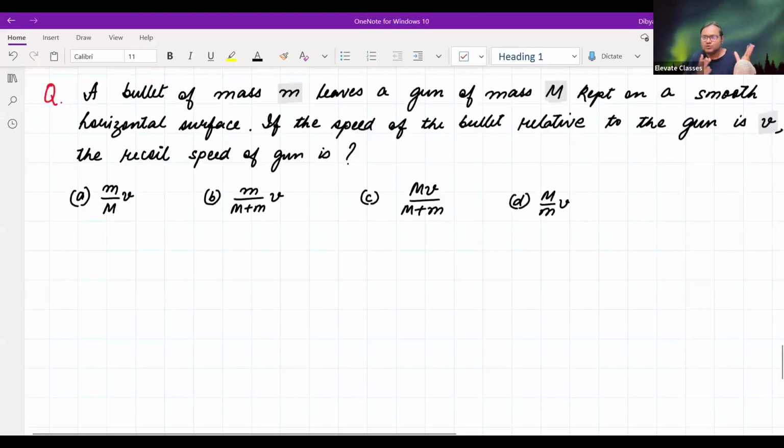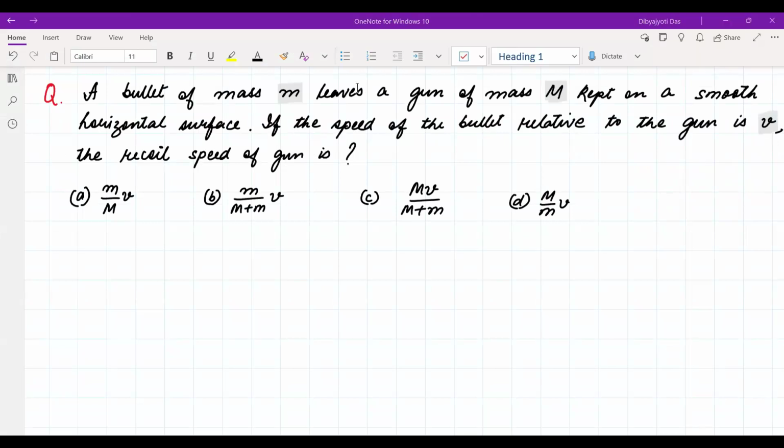A gun shoots a bullet. Velocity of the bullet is given to you. What is the recoil velocity of the gun? That's it. इससे ज़्यादा easy क्या हो सकता है? How much easier can a question be? Vidyut again not correct.